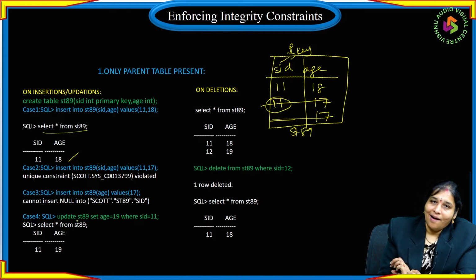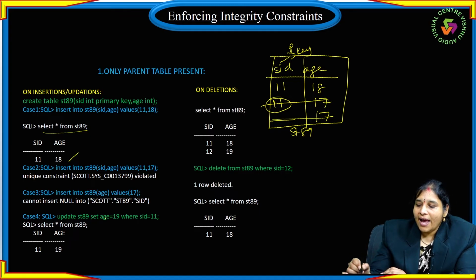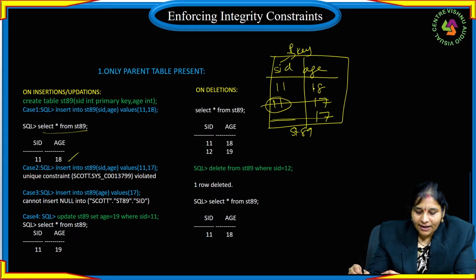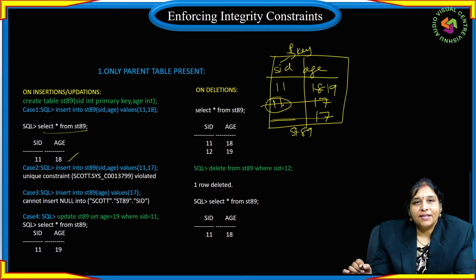Now, let us see one example of updation. Update student 89 set age equal to 19 where SID is equal to 11. No problem. It has been updated successfully.